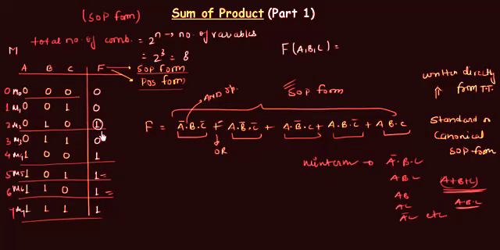So let's see, the function is high for what min terms? The function is high for min term M2, or it is high for M4, or it is high for M5, M6 and M7. So I will write M5, M6 or M7. So these are the min terms for which our function is high.